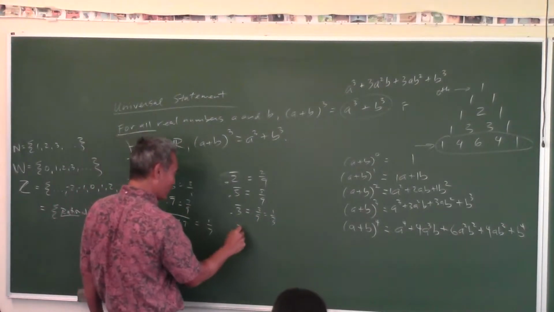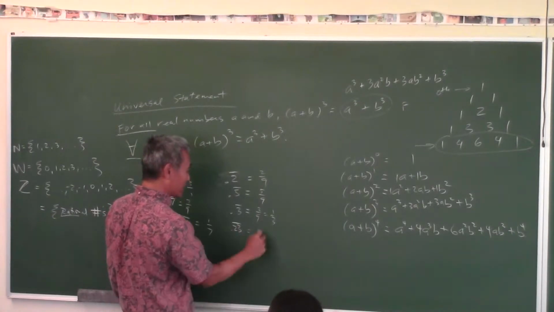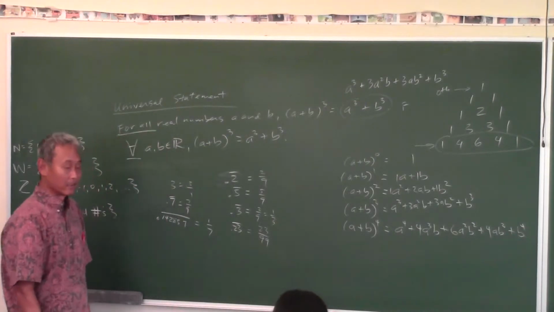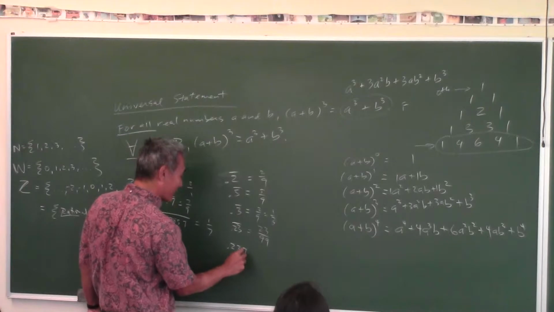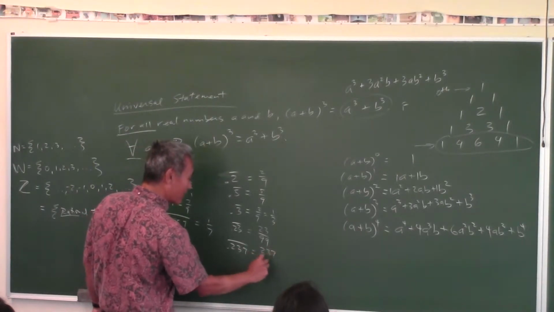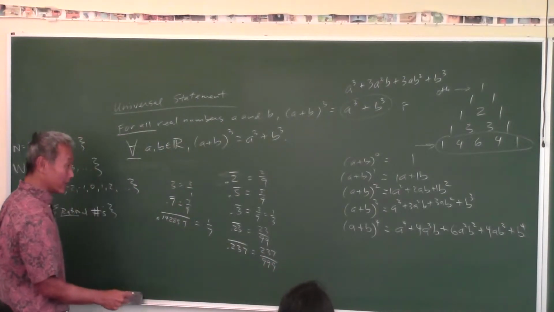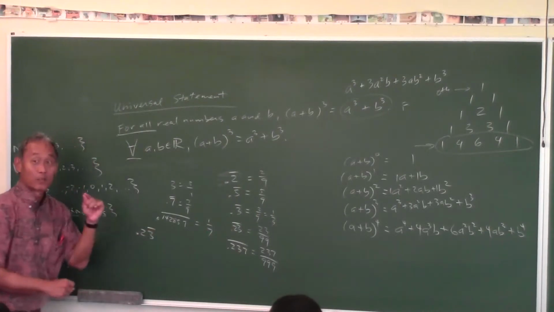So what about 0.23 repeating? What do you think? 23 over 99. What about 0.237 repeating? 237 over 999. Okay, you think you're good now? I think you're good. What about 0.23, where just the 3 repeats?